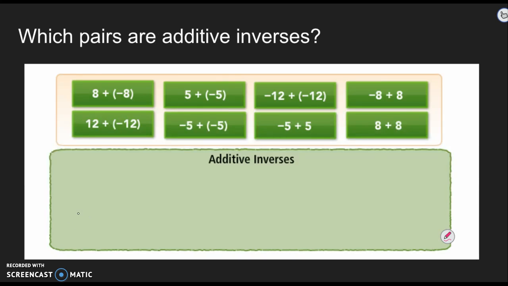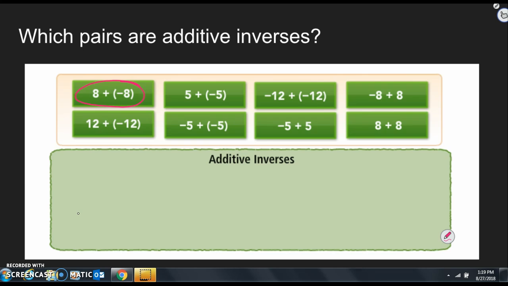So which pairs are additive inverses? Go ahead and circle the additive inverses in your notes. You should circle 8 plus negative 8, 5 plus negative 5, negative 8 plus positive 8, 12 plus negative 12, and negative 5 plus 5. Remember, with additive inverses, you're adding a number to its opposite.